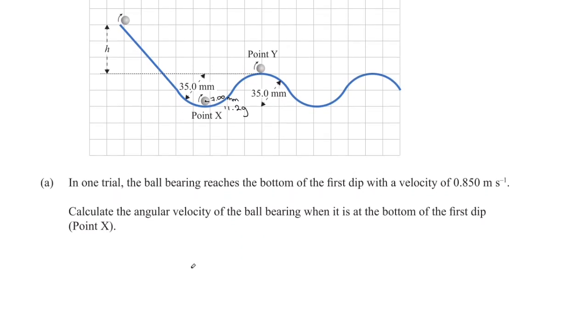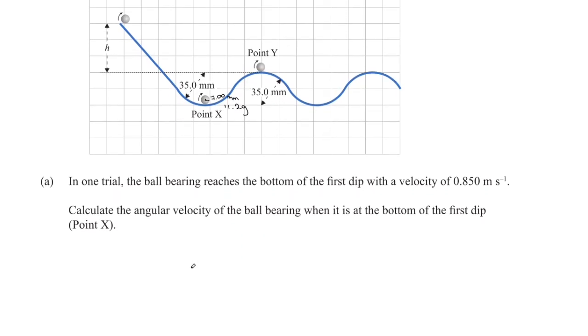So it says, in one trial, the ball bearing reaches the bottom of the first step with a velocity of 0.815 meters per second. Calculate the angular velocity of the ball bearing when it is at the bottom of the first step. So, what we want to know is the angular velocity. On your formula sheet, it would be denoted as this little W-looking letter. That is called omega.